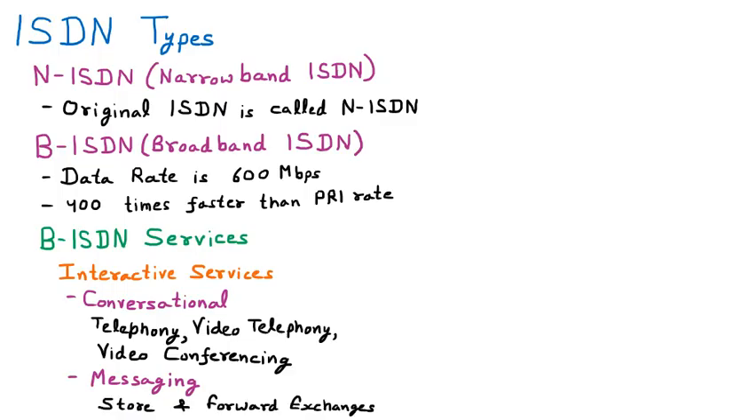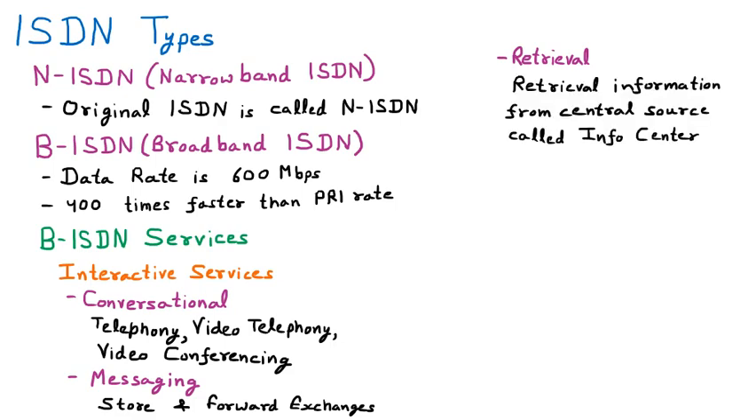The next service in the interactive category is the retrieval service. Retrieval, as the name signifies, means we are going to retrieve something, just like retrieving information from a central source, which is called the information center. This is called the retrieval service. So these were the interactive services provided by the broadband ISDN.